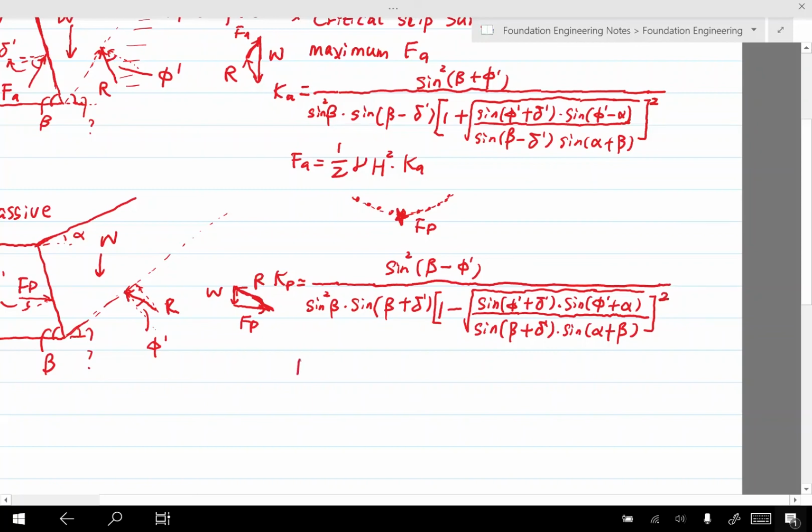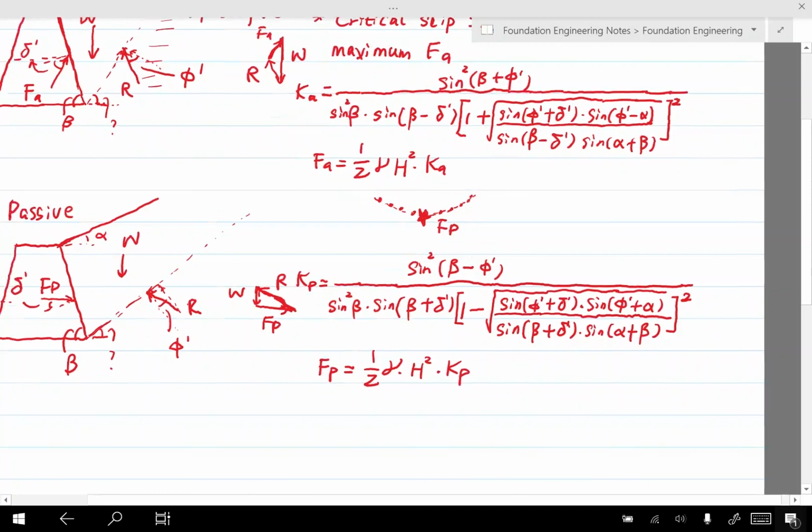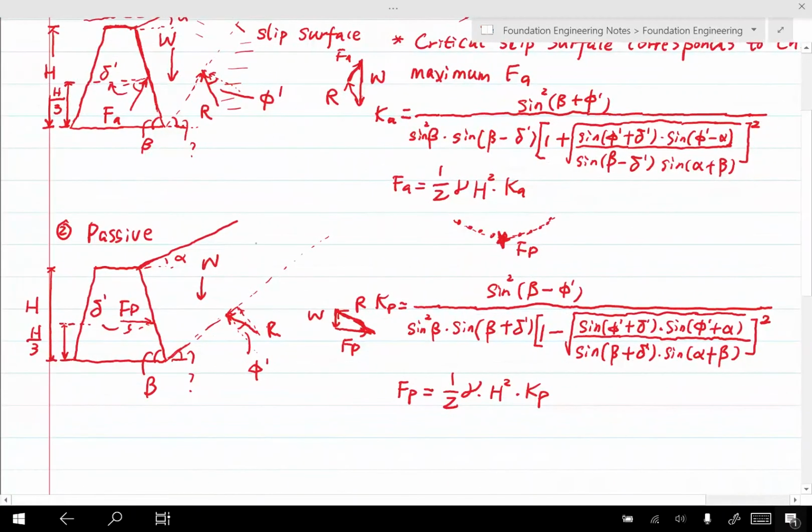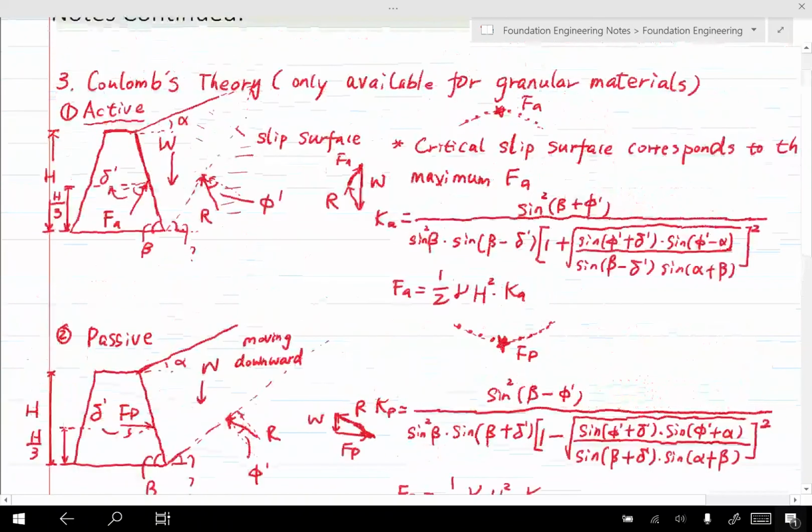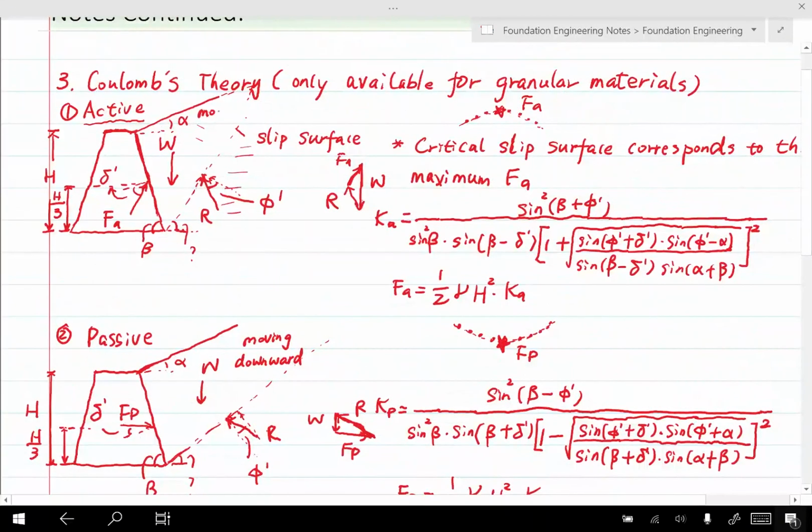And with this KP, we can calculate FP. So it's similar. It's 1/2 times gamma times h squared, now times k sub p. Oh, let me add a few things here. In the active case, the soil body is moving downward, so you can see why there's a difference. And in the passive case, this soil body is moving upward.